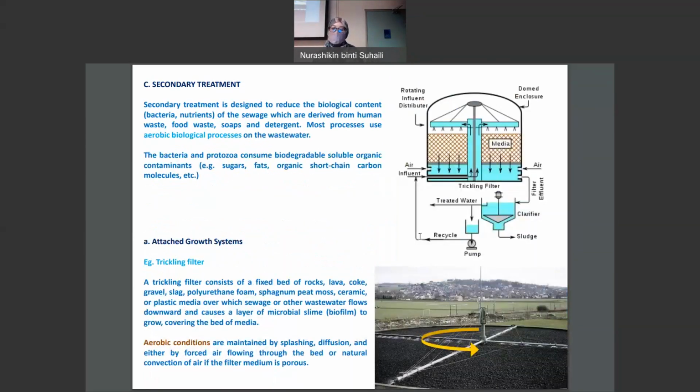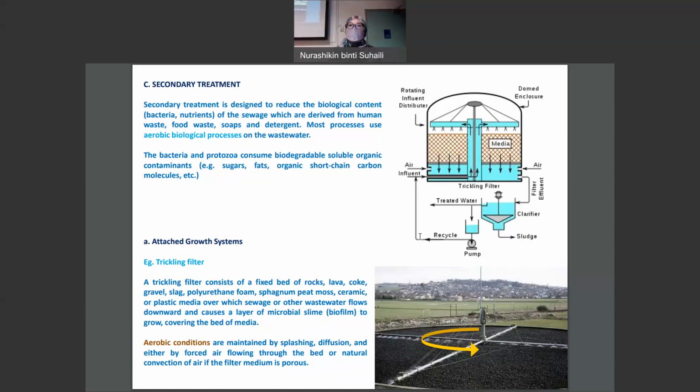So what happens in the secondary treatment? Basically, secondary treatment involves biological organisms. Okay, so the purpose is to enhance the degradation of certain components by the organisms. So where do those microorganisms come from? They exist in the water. The wastewater itself contains the organisms. So how to trigger those microorganisms to degrade the wastewater or whatever organic components are in the water?